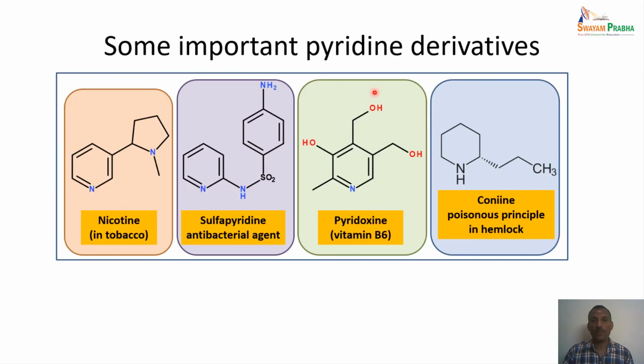Some important pyridine derivatives are shown here. Nicotine, which is present in tobacco, has a pyridine ring. Sulfapyridine is an antibacterial agent. Pyridoxine is an important cofactor, vitamin B6. And coniine is a poisonous principle in hemlock. This is a toxin. So pyridine derivatives show both good and bad properties.